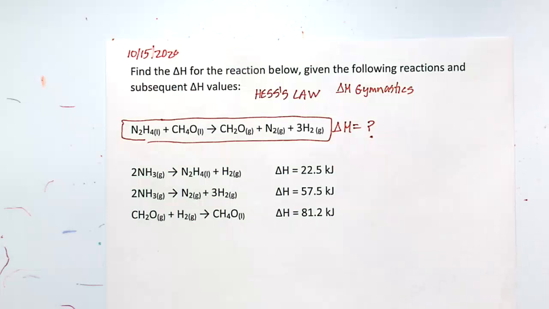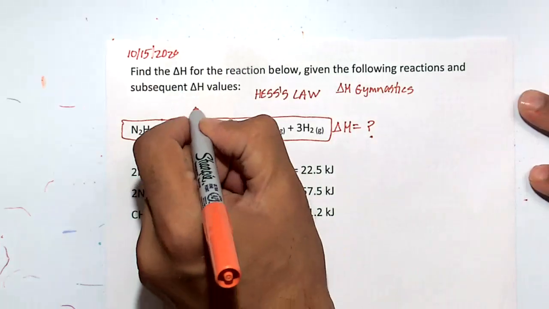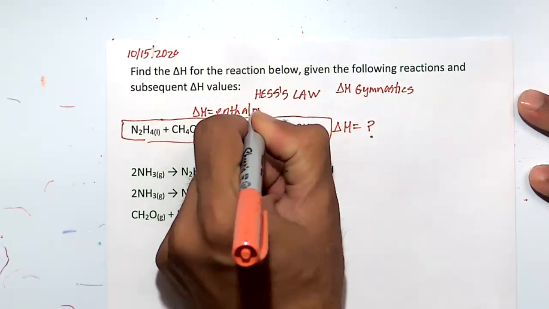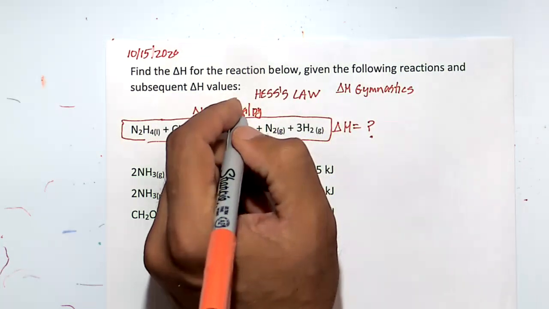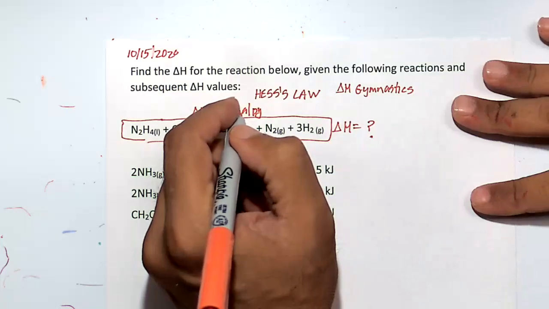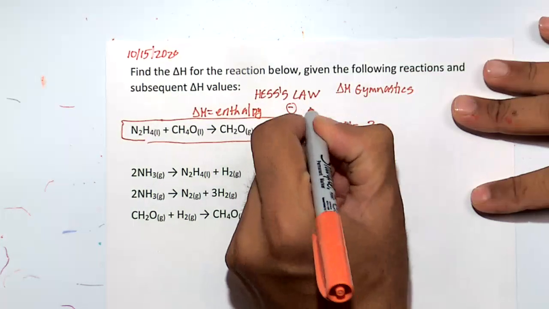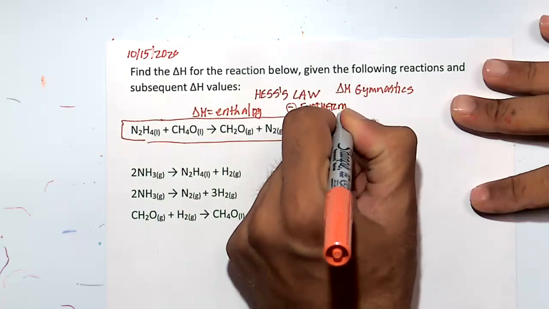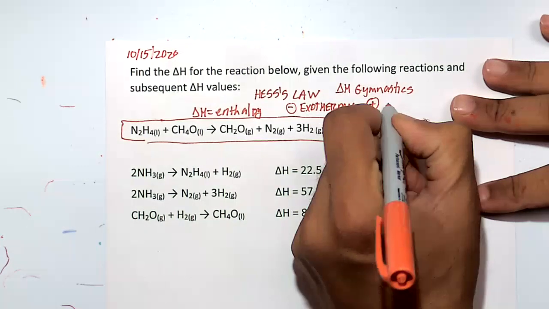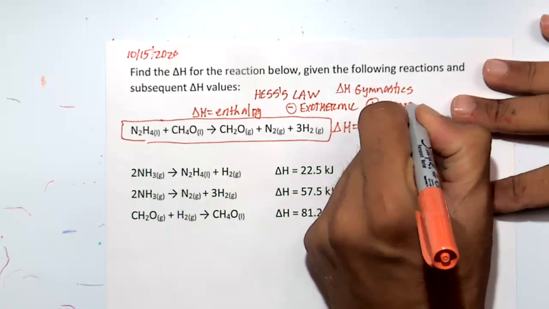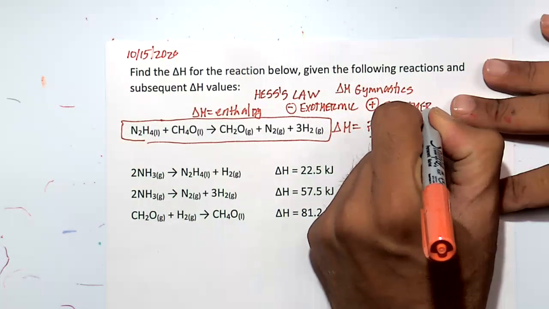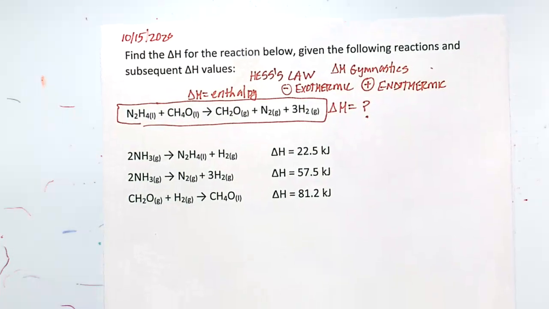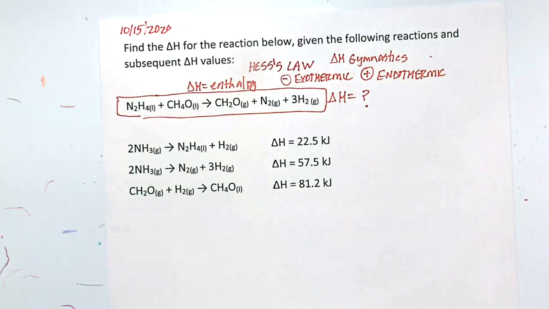How will we get the delta H of this reaction? Remember, delta H is enthalpy, which is heat flow. Heat comes out, heat comes in. If your heat flow is negative, we call that exothermic. If it's positive, we call it endothermic. Positive value endothermic, negative value exothermic. All right, so here's how you do this problem.